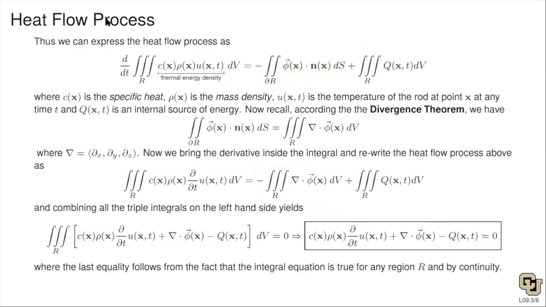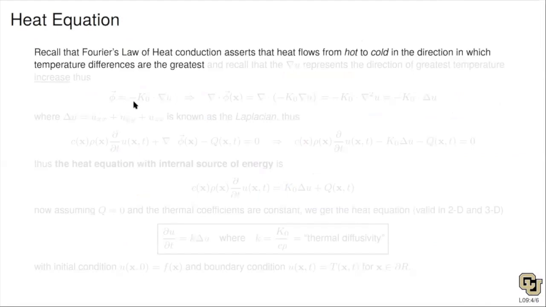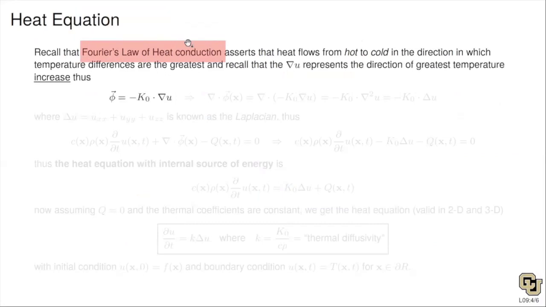And we can again use Fourier's law to do that. So Fourier's law of heat conduction says that heat flows from hot to cold. Mathematically in this scenario, we describe it this way. The heat flux vector is equal to negative k sub 0 times the gradient. Remember, the gradient represents the direction of greatest increase. In this case, it's increase of temperature, but the heat flux flows in the opposite direction, right? The heat flux goes from greatest temperature to lowest temperature.